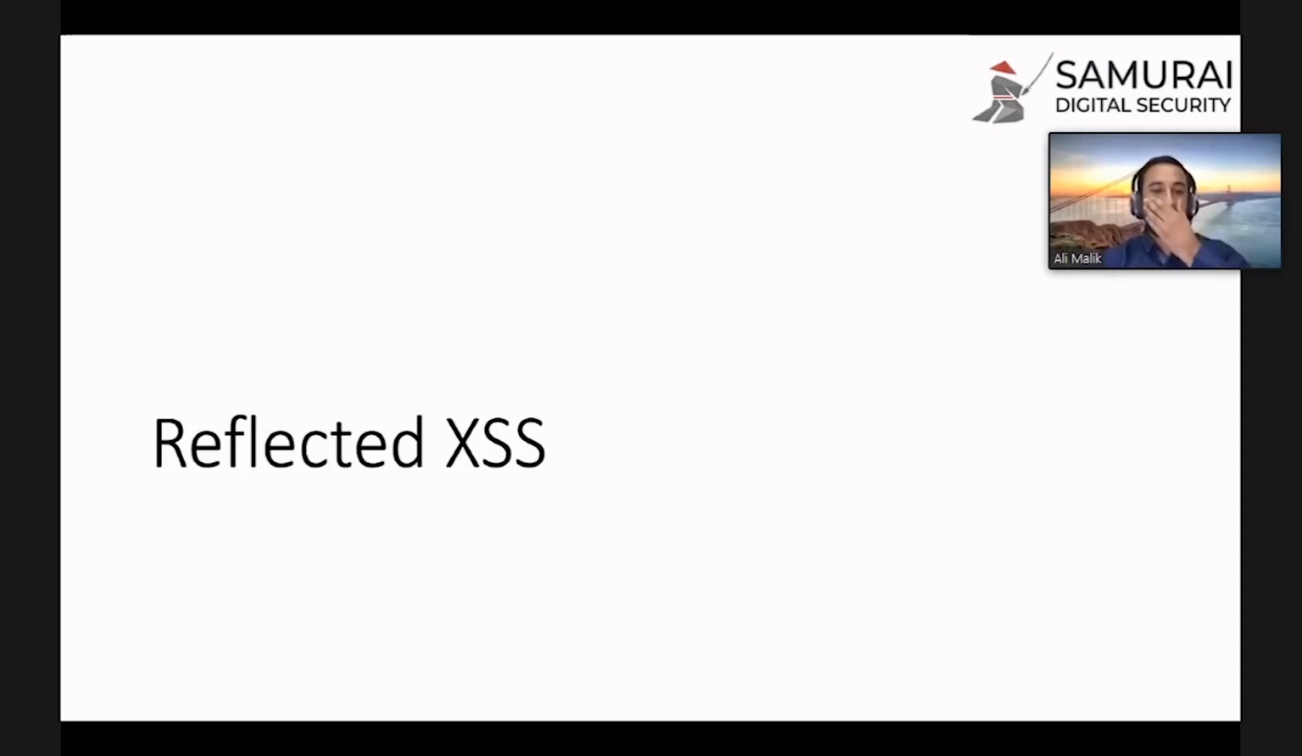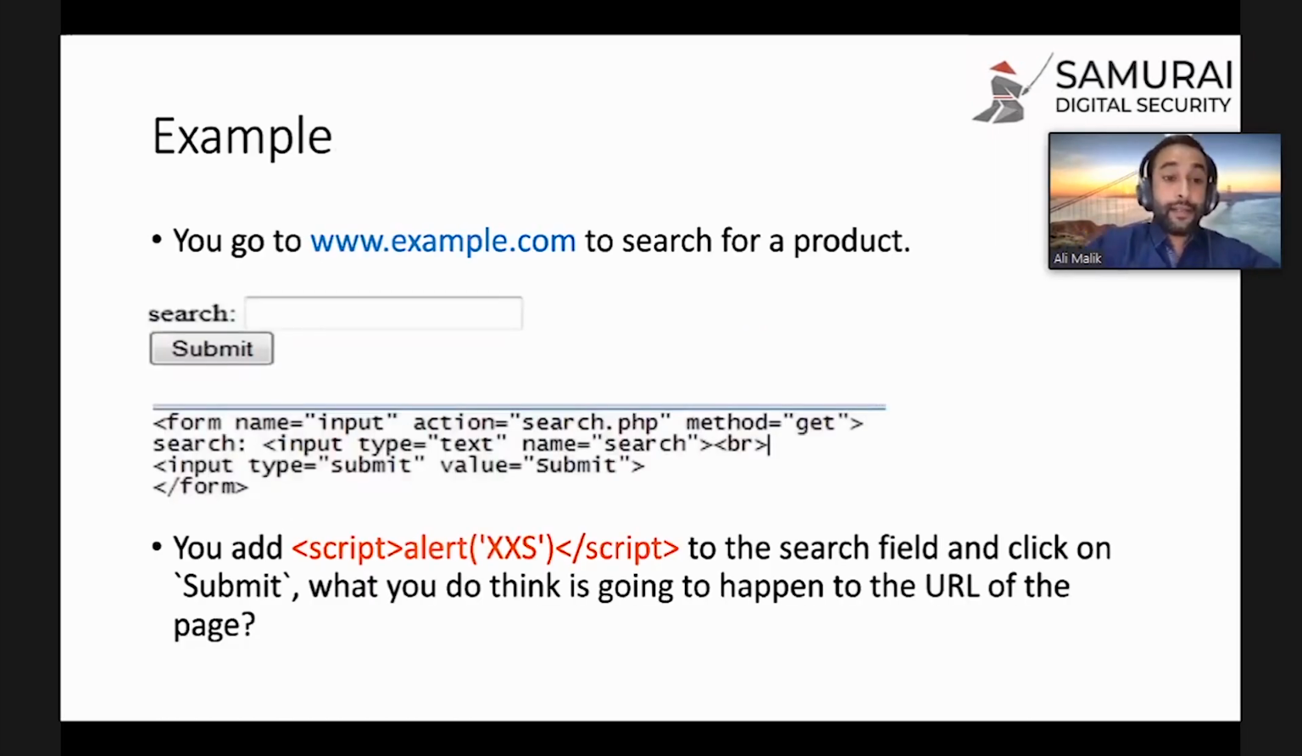So let's talk about the reflected cross-site scripting attack. An example is you go to a website, in our case example.com. You want to search for a product, right? So the code for this form that is showing on the page here is this. You add script alert XXX, which, as I said, is the simplest form to execute a cross-site scripting attack to check if the website is vulnerable to those attacks. You put that in a search box and you click on submit.